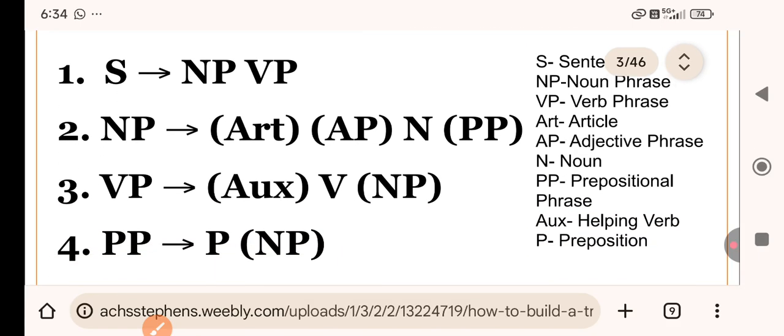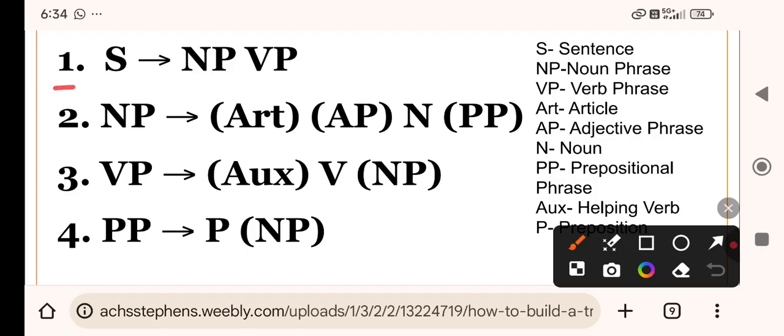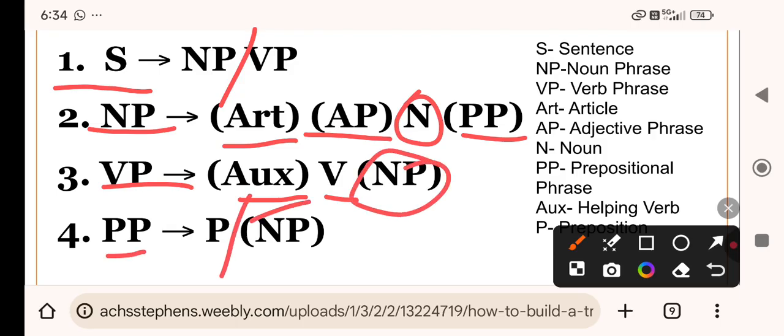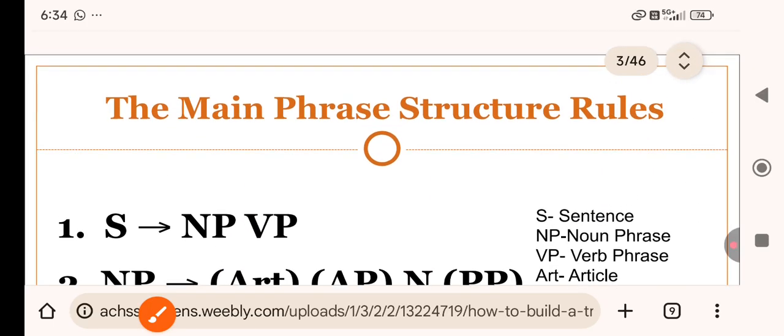What is the rule? The sentence is divided into noun phrase and verb phrase. In the noun phrase, one word is the head word, that's a noun, then article, and then adjective phrase or prepositional phrase. And then VP: auxiliary, then V, verb, and noun phrase. Prepositional phrase: preposition and noun phrase. They are explaining the same sentence.